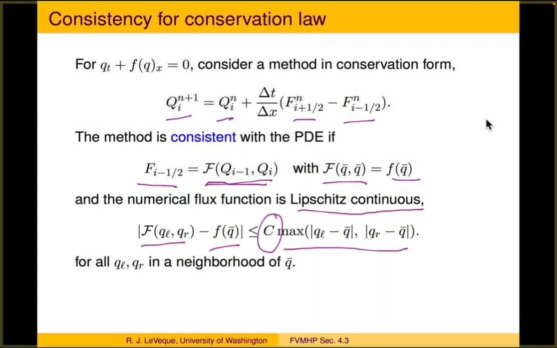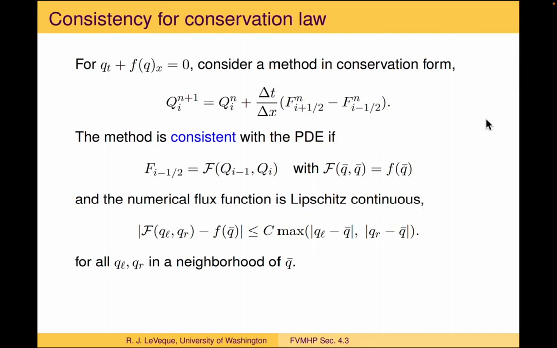So it says that it's not only continuous, that this difference goes to 0, but it has to go to 0 at least as fast as the differences in the left and right states are vanishing. And this should hold for all Q_L and Q_R in some small neighborhood of Q bar. If we think of Q_L and Q_R converging to Q bar, then the numerical flux function has to converge to this value, but it also has to have this Lipschitz continuity property. And that, we'll see later, will be important in proving convergence of conservative methods for certain conservation laws.